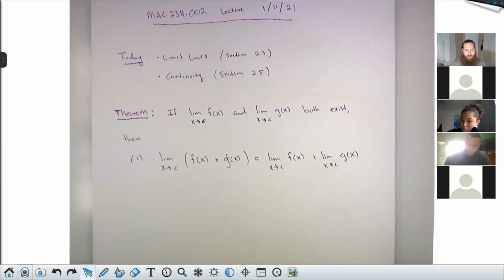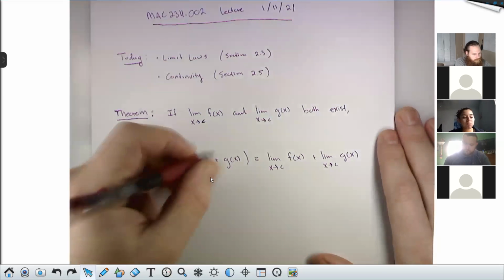Right, and this makes good sense, right? If I'm asking what y value on the graph of f plus g am I getting closer and closer and closer to as x gets closer and closer and closer to c, you just figure out what f of x gets closer and closer to, figure out what g of x gets closer and closer to, and add those up. That's what f of x plus g of x should get closer and closer to, because each of these guys on their own is doing something we understand.